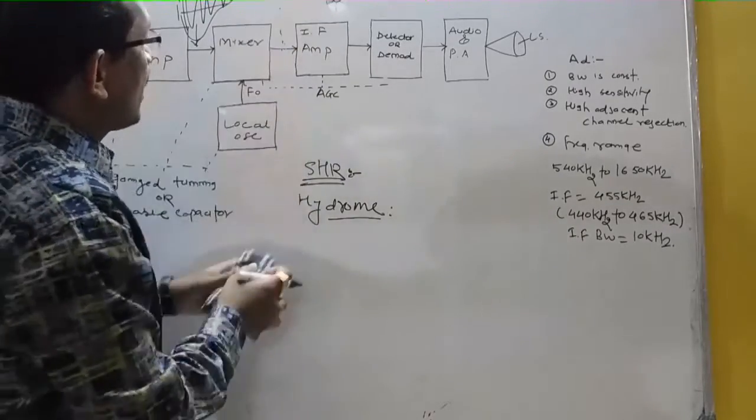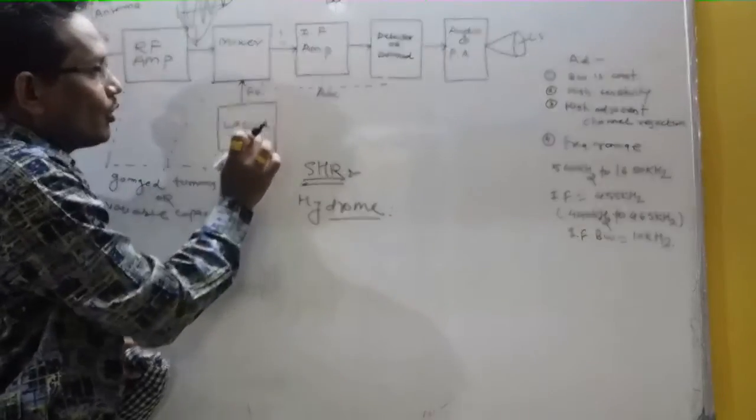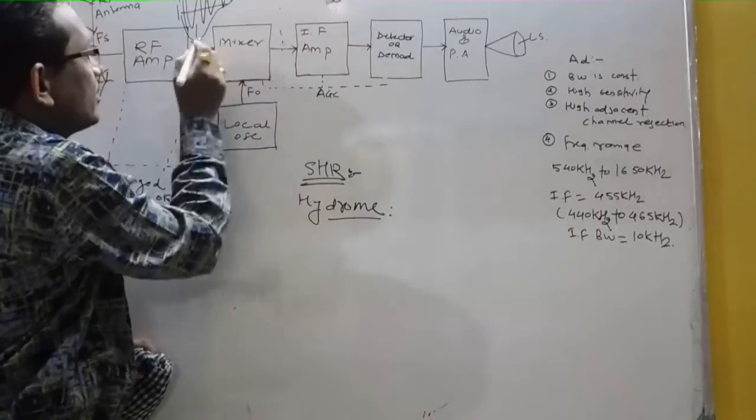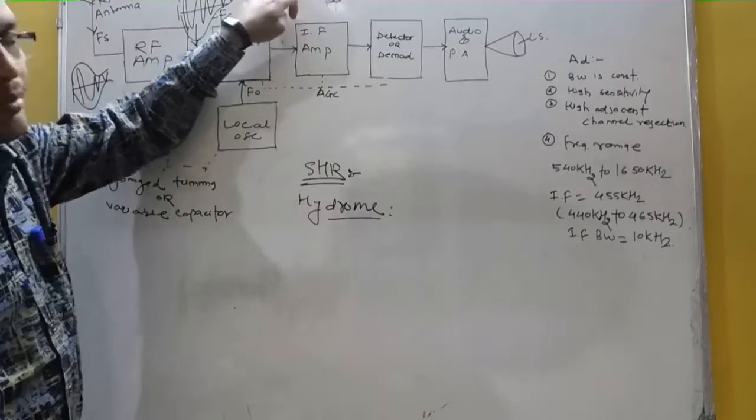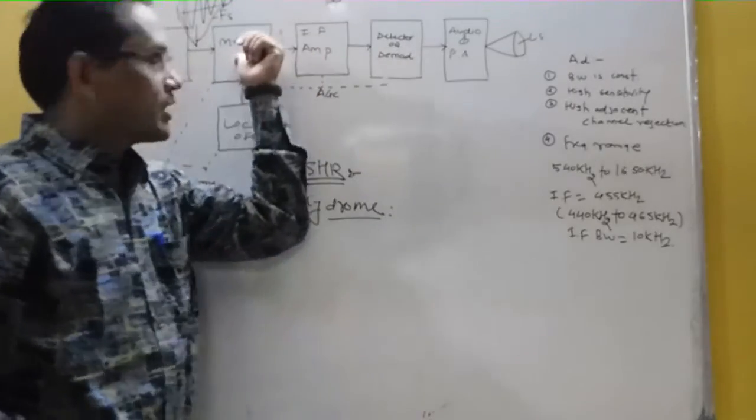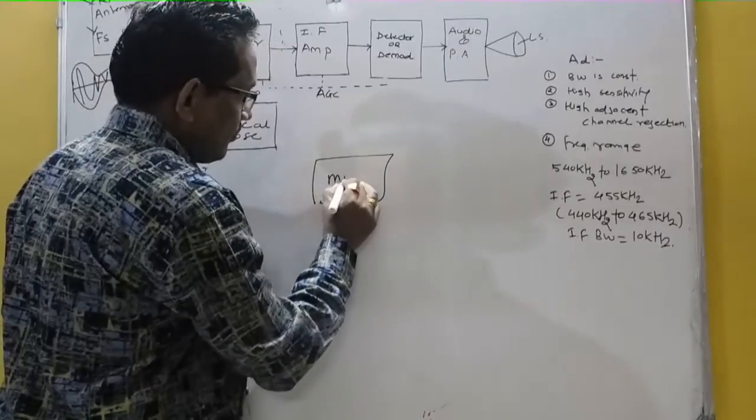Here F0 is the local oscillator frequency and Fs is the signal frequency. So this intermediate frequency, F0 minus Fs, is always constant. This is called a mixer.